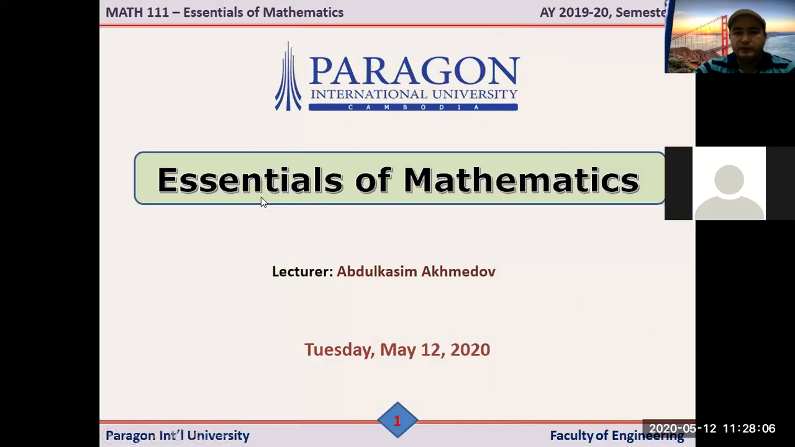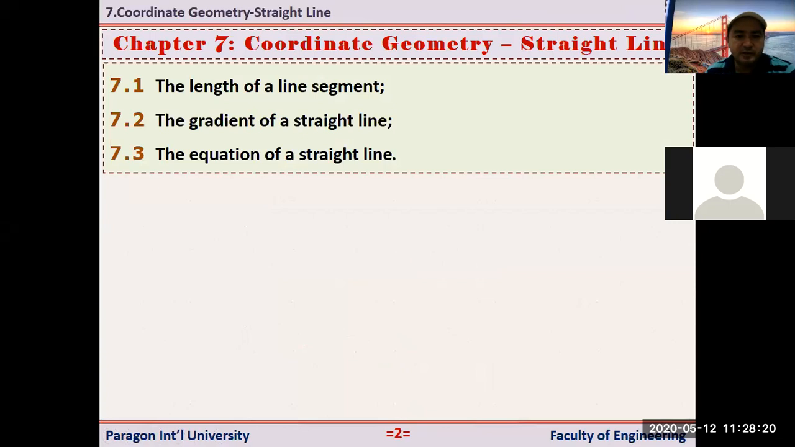Okay, I will finish the class at 11:45. What time is it? 28. We have 17 minutes left. Okay, guys, just give me a 1 minute break. After 1 minute, we will continue with the third part of this chapter, the equation of a straight line. 1 minute break.